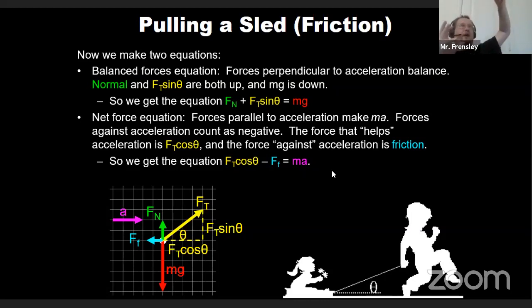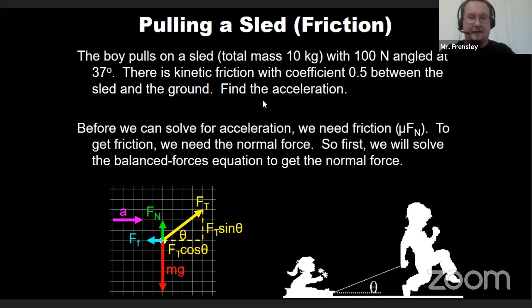Forces perpendicular to acceleration balance each other out. That's the first bullet point. Forces parallel to acceleration make ma. Opposing acceleration makes it negative. And if there's any force that's neither parallel nor perpendicular, it gets broken into components. Anyway, okay, before we solve for the acceleration, we need to get the friction force.